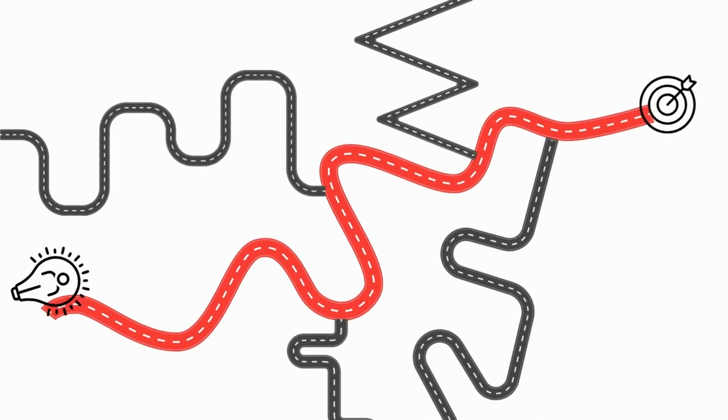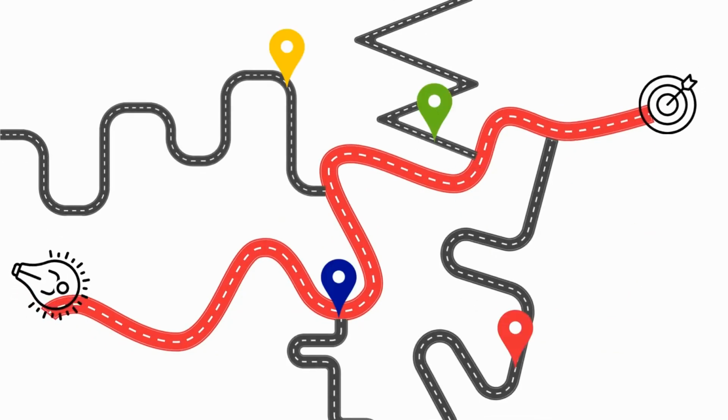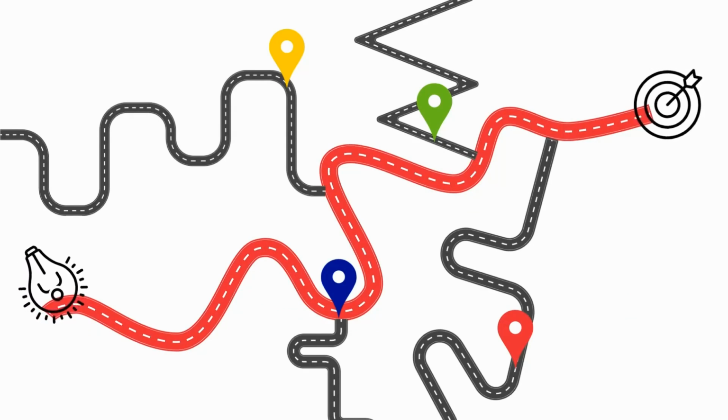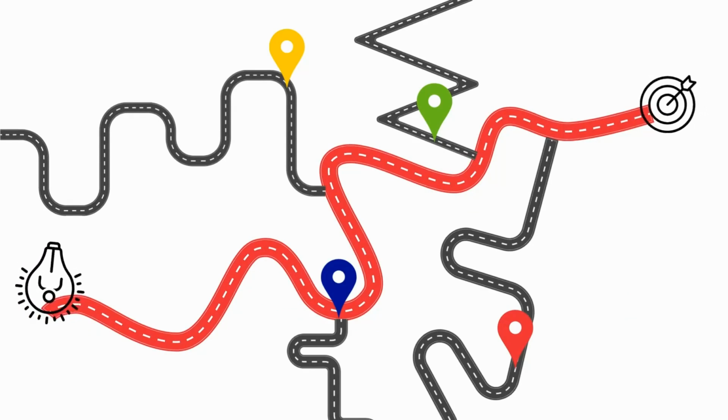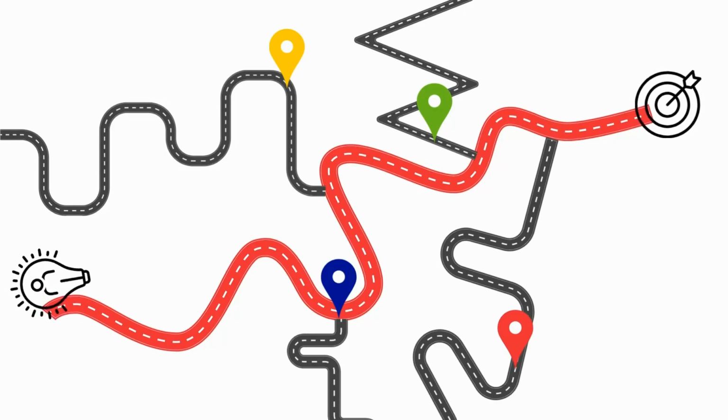The critical path is the sequence of tasks that determines the shortest possible duration to complete a project. Think of it as the red route on your project roadmap. It's where every delay causes the whole project to slow down.